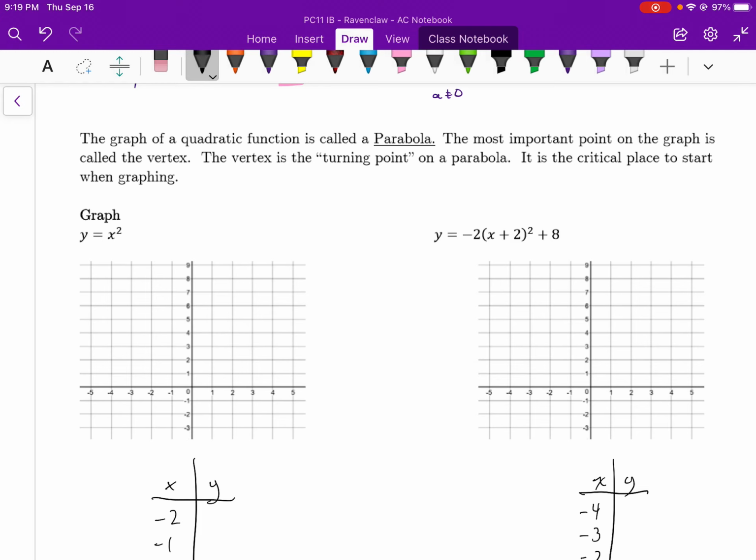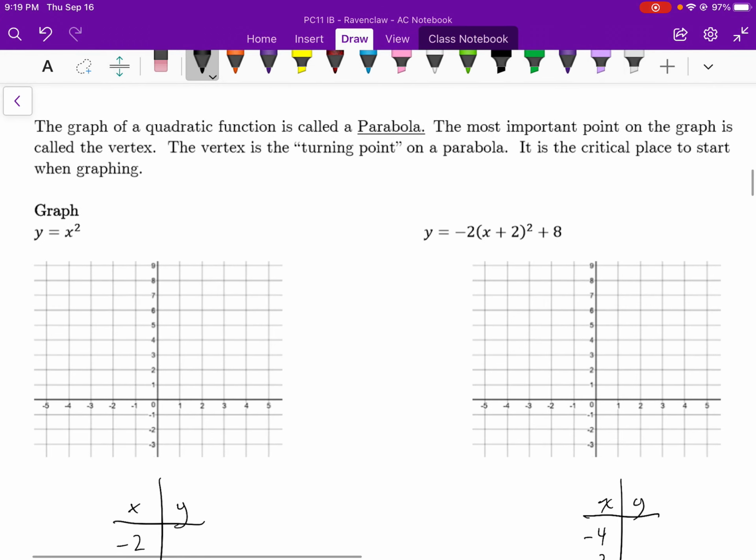Now let's take a look here. The graph of a quadratic function is called a parabola. The most important point on a graph is called the vertex. The vertex is the turning point of a parabola. So just like I said before, it's a critical place to start when graphing. Now you don't know what your vertex is here, so I'm just going to help you out.